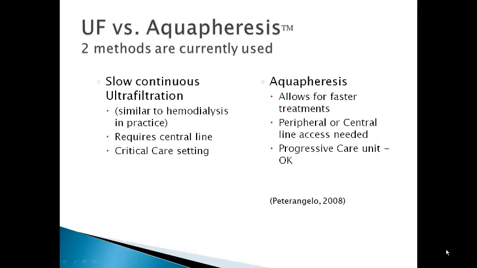The older method versus the newer method. The older ultrafiltration method was a slow, continuous method. It was similar to hemodialysis in practice. It required a central line and a critical care or hemodialysis setting. The newer FDA-approved aquapheresis allows for faster treatments. A peripheral or central line can be used, and it no longer needs to be done in a critical care setting, but can be done on the floor in a progressive care unit.